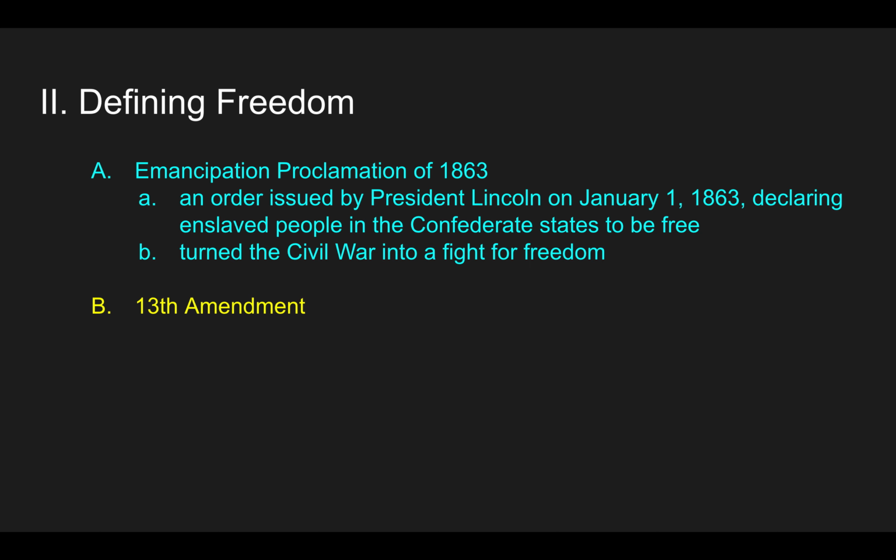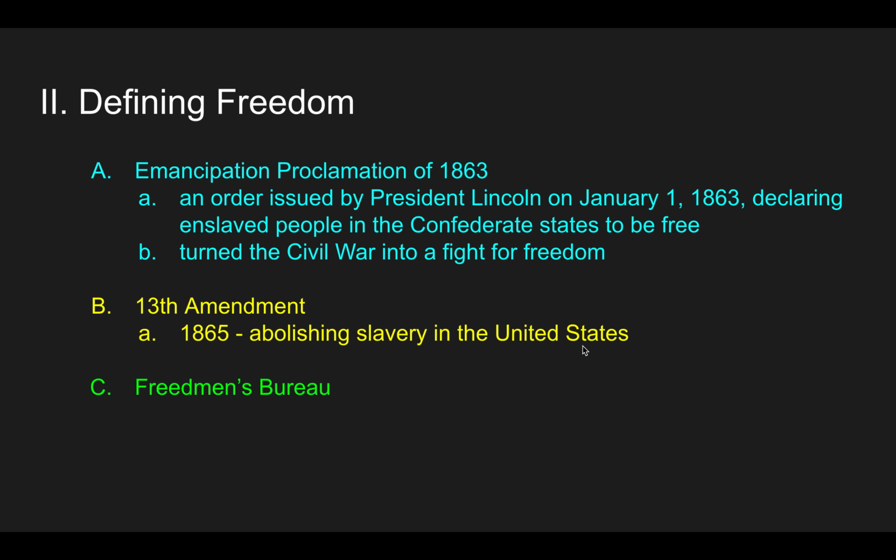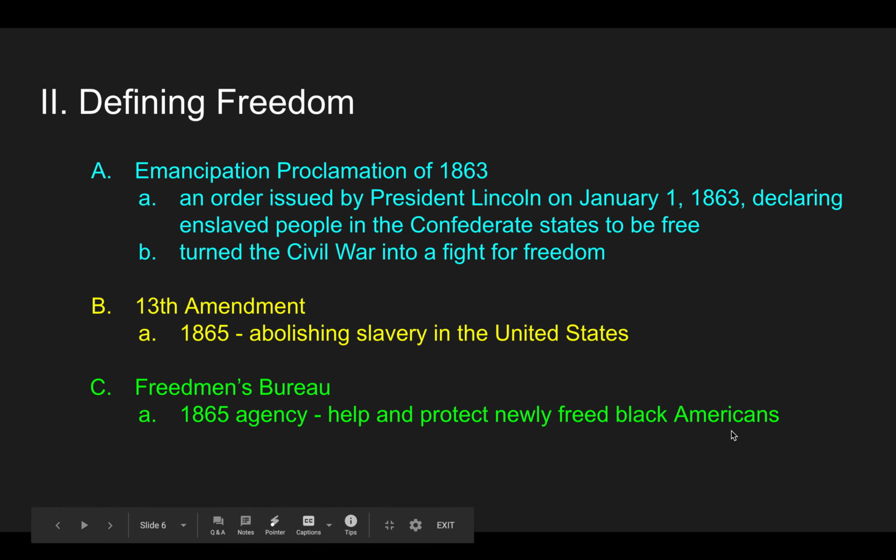So the 13th Amendment was made in 1865, so we're going a little out of order, but the 13th Amendment, 1865, of course, before the 14th Amendment, and this abolished slavery in the United States. And also created during this time of early Reconstruction was the Freedmen's Bureau. This was an 1865 agency created by Congress to help and protect newly freed Black Americans. And this was under President Johnson's rule.